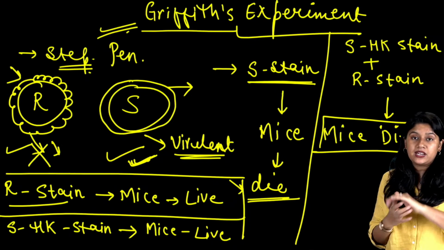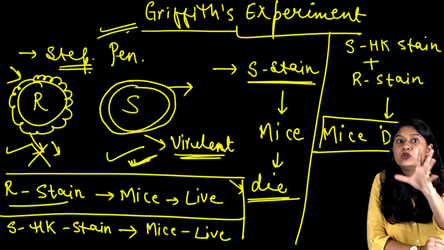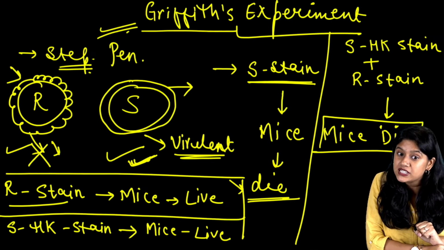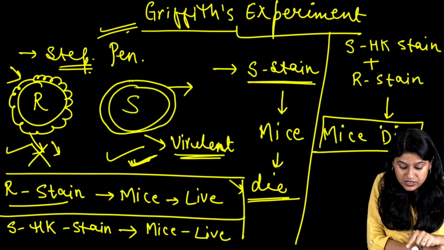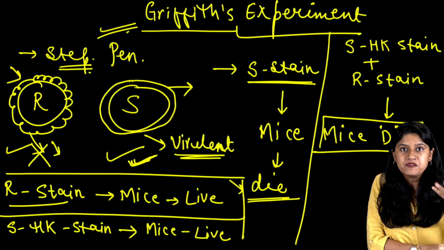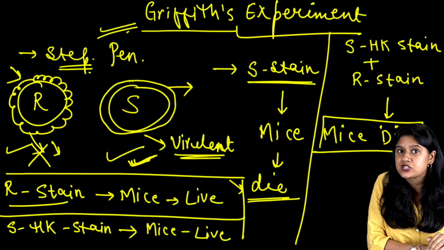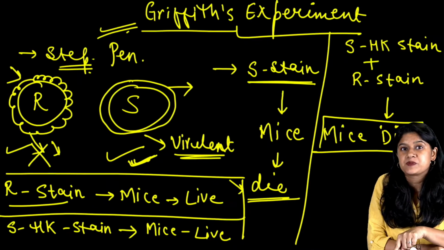So the S strain can easily invade the immune system and cause disease, whereas the R, which is the rough strain, cannot cause disease and can be easily killed by the host immune system. इसके पास में कोट नहीं है, इसके पास में कोट है.